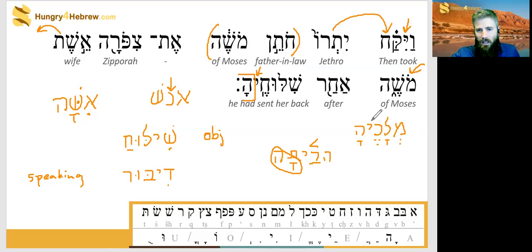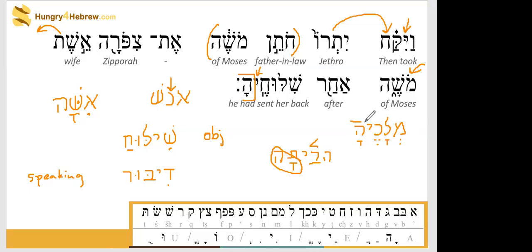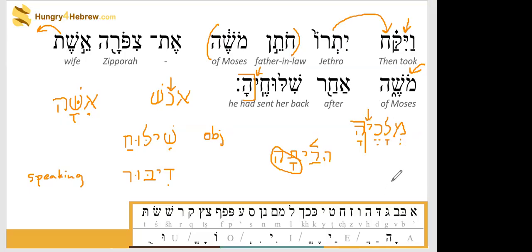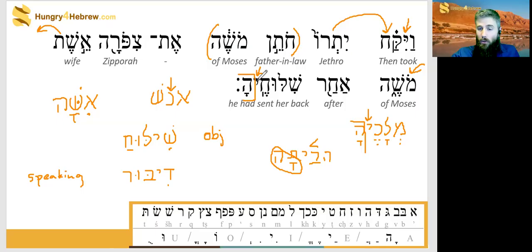Let's parse this out. Melacheha. Ha means hers. For king. Melech, king. What's the yod for? It's the plural. Excellent. Usually yod is there because of a plural.